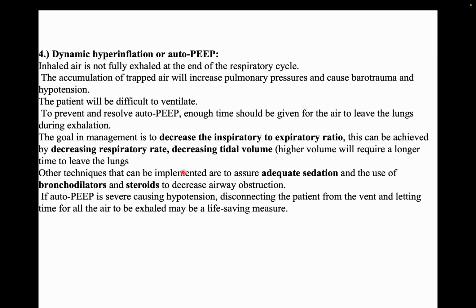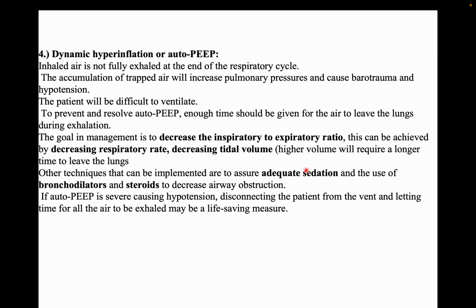One more thing, if you suspect any bronchospasm, adequate bronchodilation and steroids need to be given, especially in COPD and asthma patients. And adequate sedation also needs to be given. Why are we giving sedation? Because if the patients are not sedated, they generate a lot of spontaneous breaths, so it won't give enough time for expiration. If you sedate the patient, no spontaneous breaths will be there, and whatever mandatory ventilation rate we set, that only will be delivered.